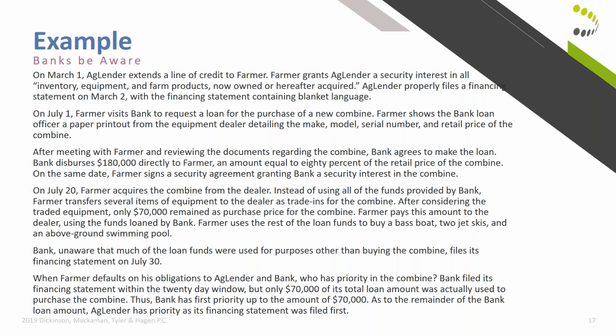All this time, bank is unaware that much of the loan funds were used for purposes other than buying the combine and files its financing statement on July 30th. Then farmer defaults. The question then being, who has priority? Well, bank filed its financing statement within the window as it should have, but only $70,000 of the money loaned gets that purchase money security interest priority. Thus, bank has priority only on the $70,000, not the remaining $110,000 that they loaned out.